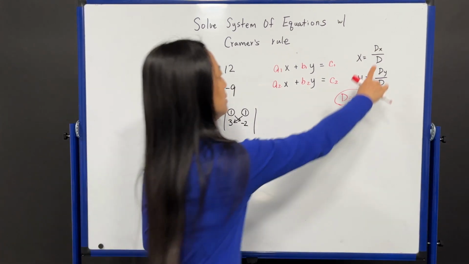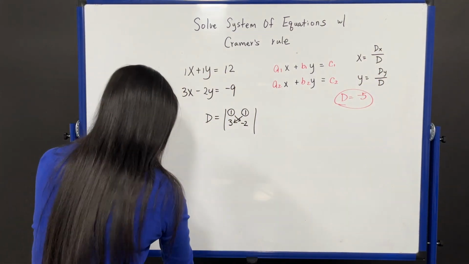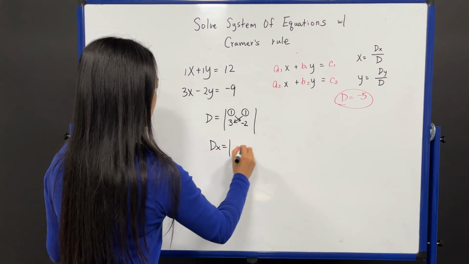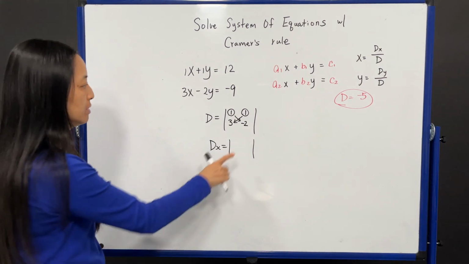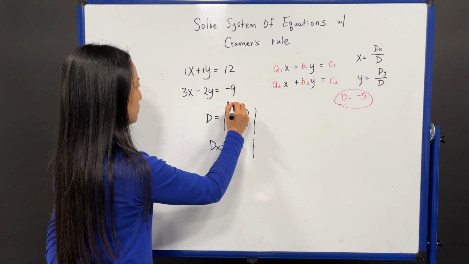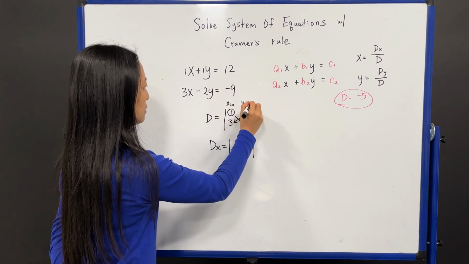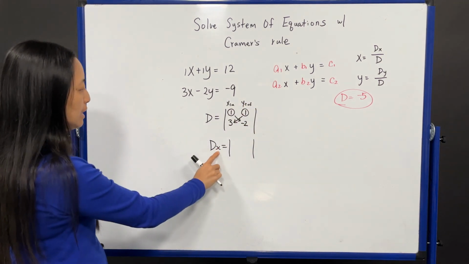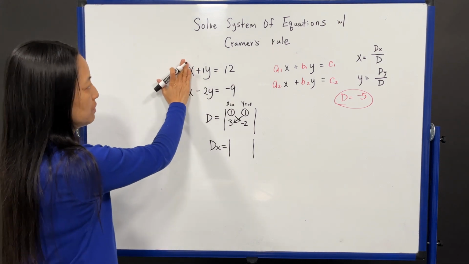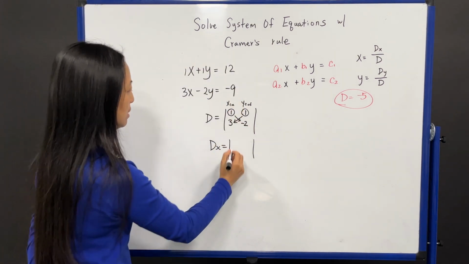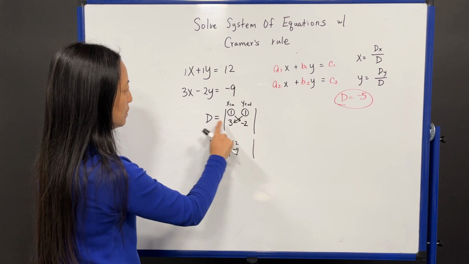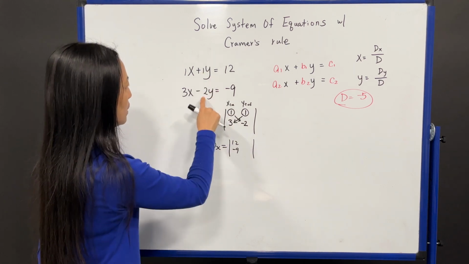Now we need to find Dx and Dy. To find Dx, let's reference the determinant where we had the x coefficient over here and the y coefficient over here. If we're finding Dx, what we want to do is not use the x coefficient, but replace that with the constant. So we have 12 and negative 9. For the second column, we use the same thing that we used to find the determinant. So it's 1 and negative 2.